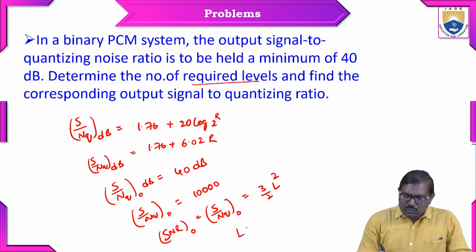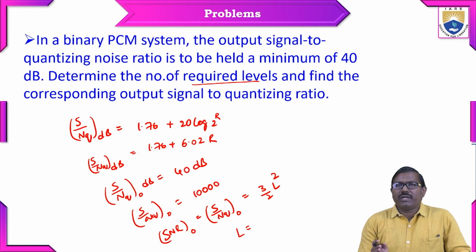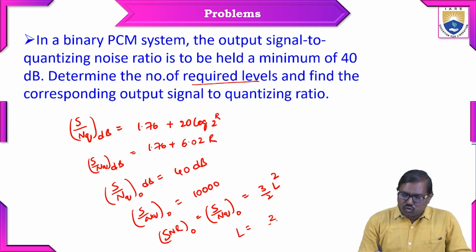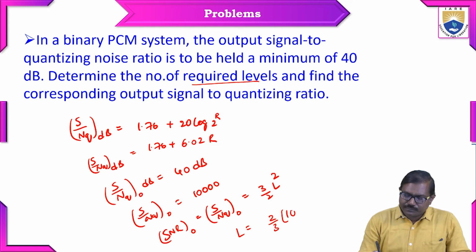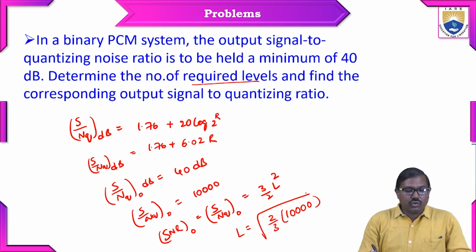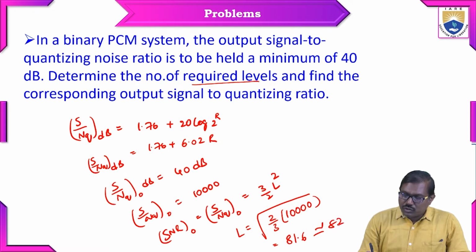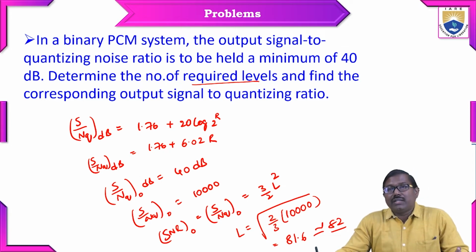So I require L on the right hand side. I send this 3 by 2 to the left hand side. So it's nothing but 2 by 3 into my S by N_Q value, which is 10,000. And here square is there, so it moves to the other side and is converted into a square root. When you're using a calculator, you can find this value as 81.6 nearly. Approximately I am going to round off to 82. So here the L value is 82. That means 82 are the required levels.